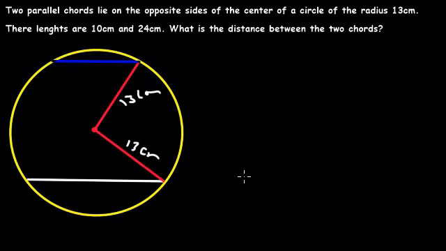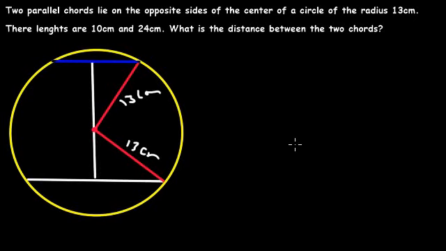13 centimeter. Perfect. Now the goal is to determine the distance between the two chords. As you can see, the distance between the two chords is this. Okay, that's the distance between two chords. Now how can we determine that distance?